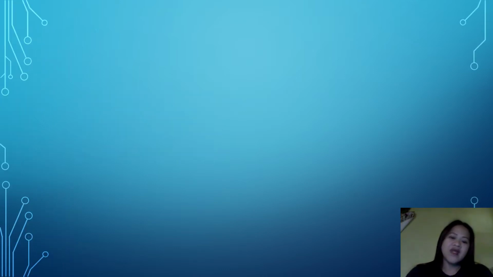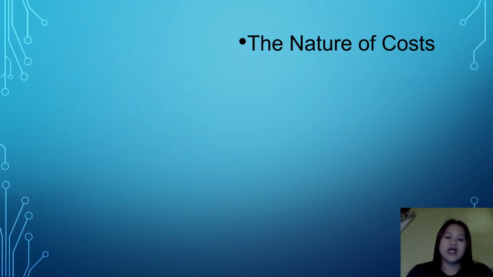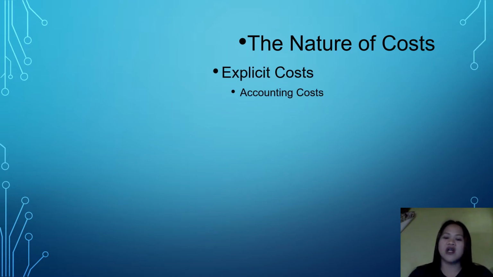Okay? So in here, let's first distinguish the nature of the cost. When we say nature of the cost, we are already referring to what makes the cost a cost itself, or how come there are costs itself. Now, the nature of the cost could either be classified into three. First, we have the explicit cost.